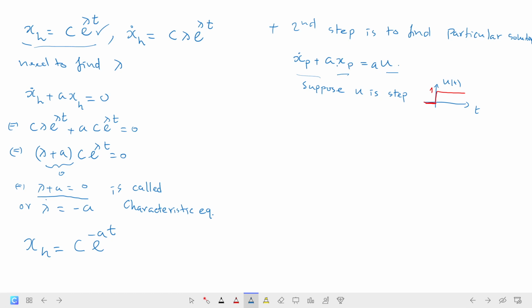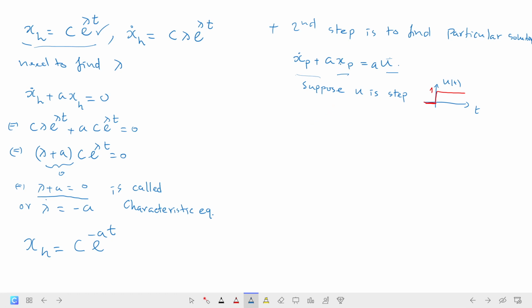If it is degree one, for example, the derivative is degree zero. This one is fine, but this one cannot cancel with this one. Degree one here and here the degree zero is not possible. So it means it should have the same degree as the right hand side. So if u is constant, then h should be constant as well.